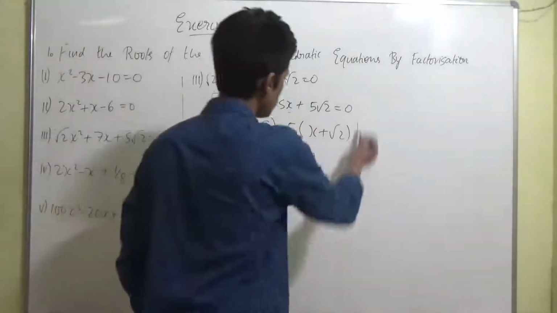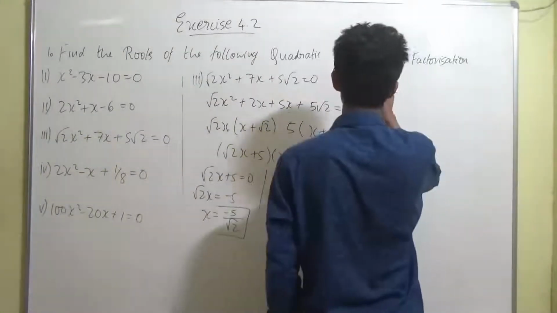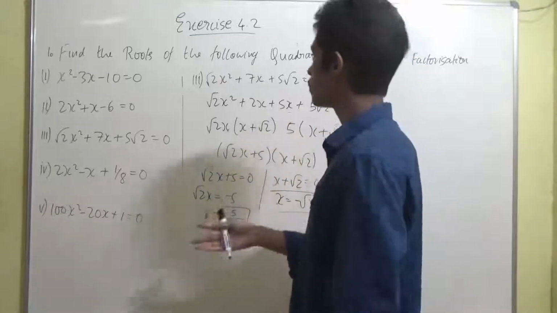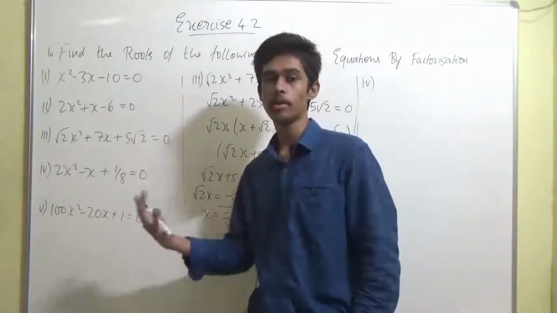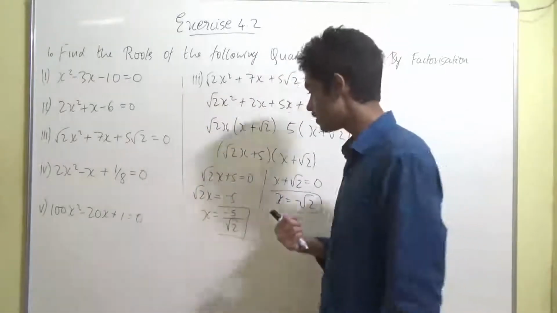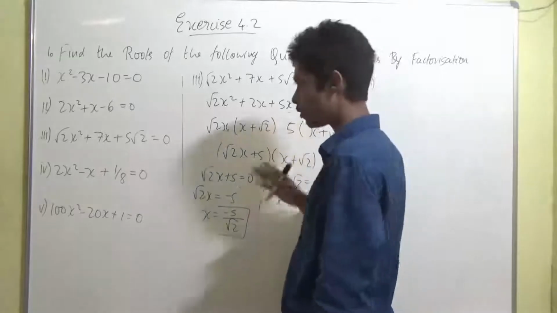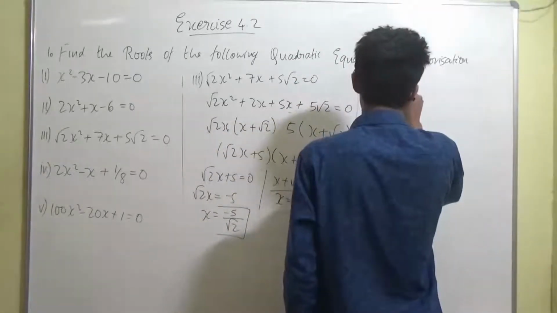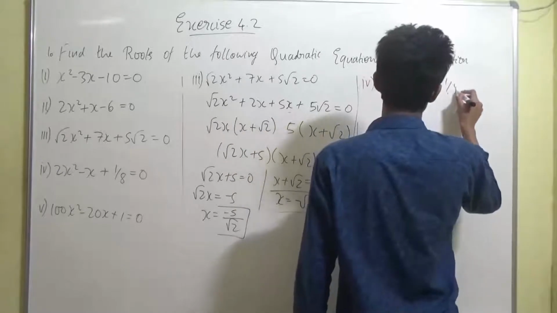Done. Now let's go to the fourth sub question. Right, here I'm not explaining more because in the third lecture itself I've thoroughly explained everything. I don't want to explain the same thing again and again, so I'm just doing it, but I'm explaining all the important things. 2x square minus x plus 1 by 8 equal to 0.